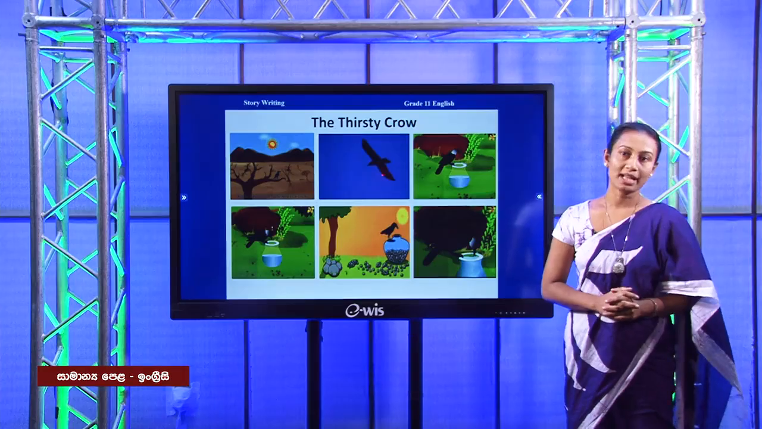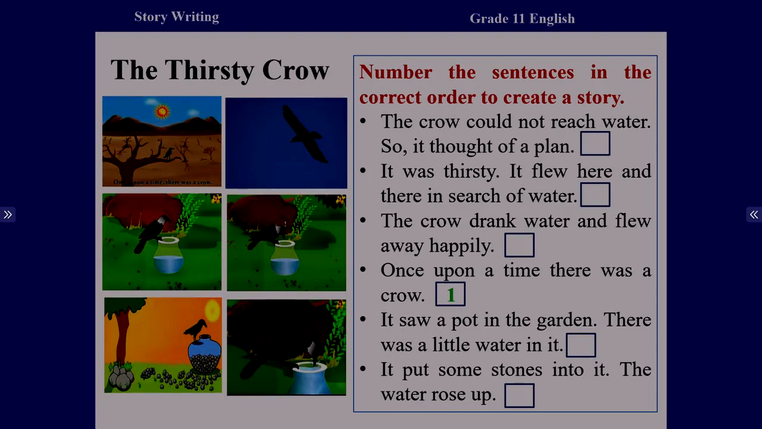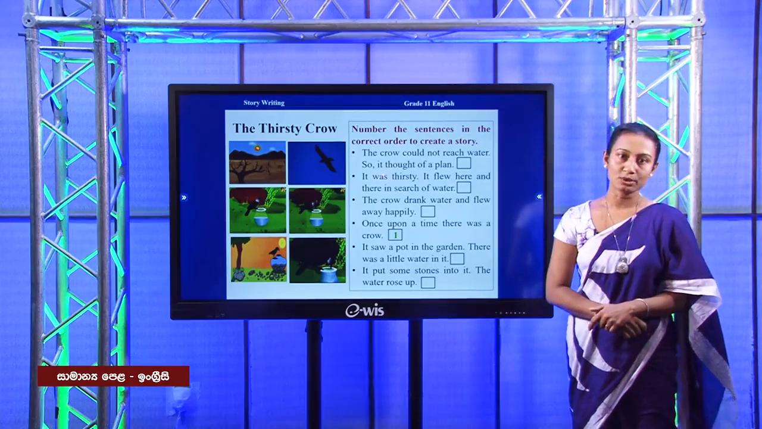Next, you have to do an activity. In this activity, you have to number the sentences in the correct order to create a story. One is done for you. Let's do the others.